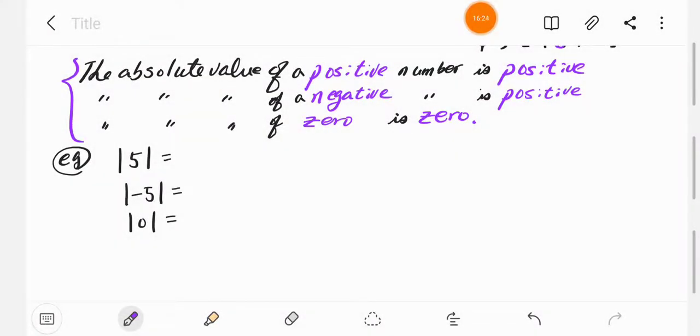The absolute value of a positive number is also positive. The absolute value of a negative number also becomes positive. How about the absolute value of 0? That is 0, because 0 is neither positive nor negative; negative 0 is 0, right? So the absolute value of 5 is positive 5. The absolute value of negative 5, make this number positive, is 5. The absolute value of 0 is 0.